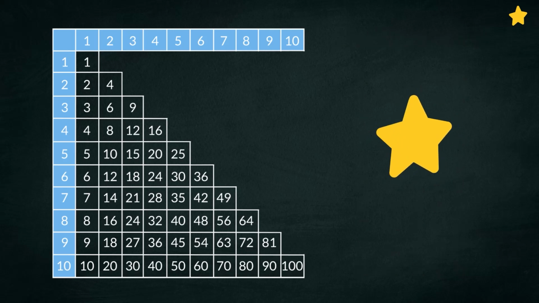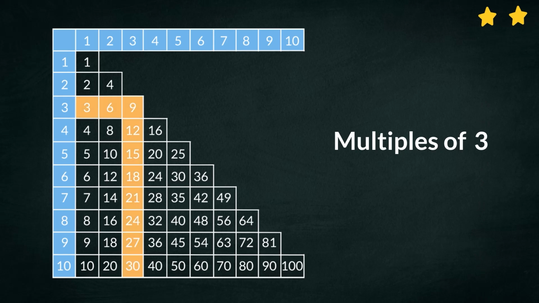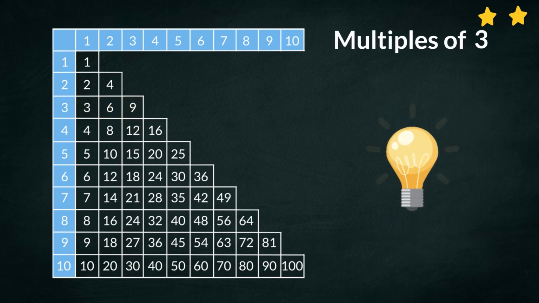Now we've reached a more difficult part of the multiplication table with 3, 4, 6, and 8. But don't worry, we can do this together. Looking at the 3 times table, there seems to be no pattern here for us to remember. But here's a little tip for you to know if a number is a multiple of 3.